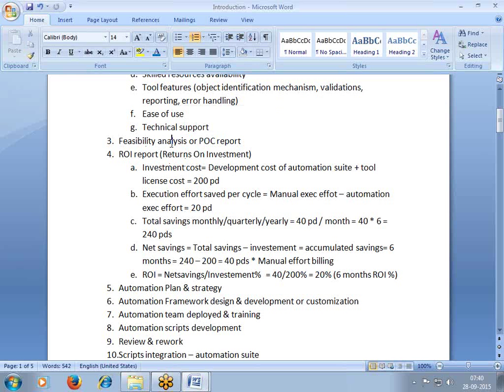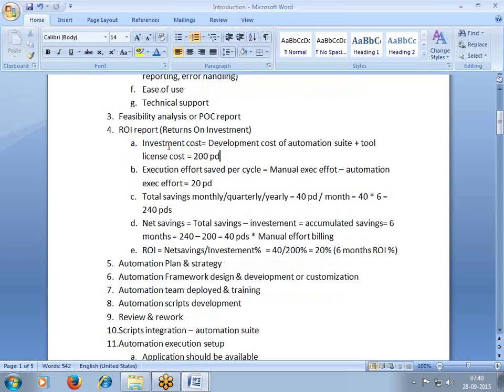Once we know the estimations and the scope of the automation, ROI can be calculated. How will ROI be calculated? Look at this, I have given some small calculations here. Investment cost: what is the investment cost? Automation project investment, the development cost of the automation suite. That means the cost required to automate this project. For example, we have some 1,000 regression test cases to automate. How much time is required, how many days? And what is the client paying per day? Based on that, they will calculate the development cost.